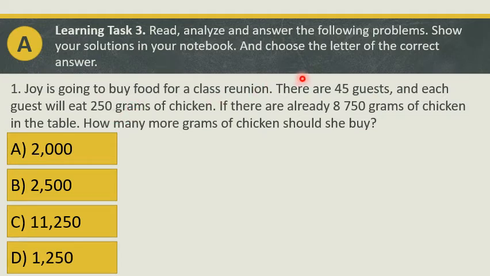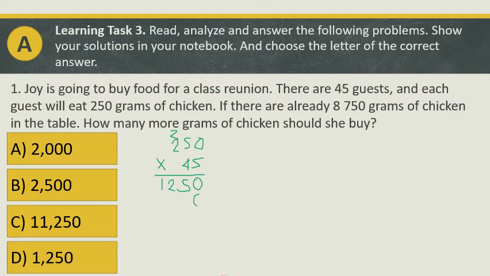Kung kada isang guest ay kakain ng 250 grams, we have 45 guests. So, i-multiply muna natin 250 sa 45. So, 250 times 45. Okay, so 5 times 0 is 0. 5 times 5 is 25. Carry 2. 5 times 2 is 10 plus 2 is 12.